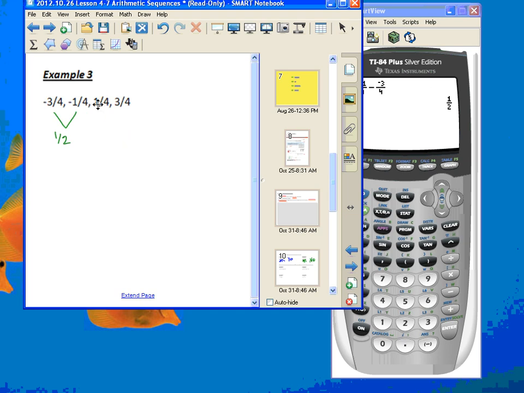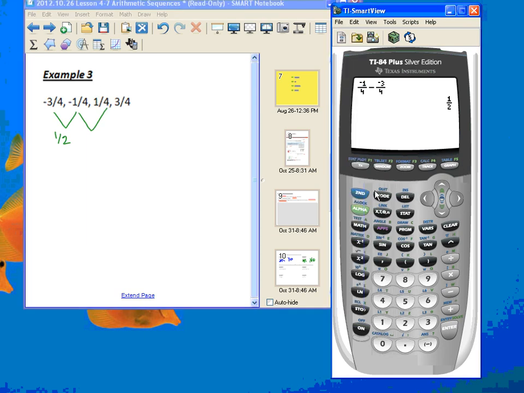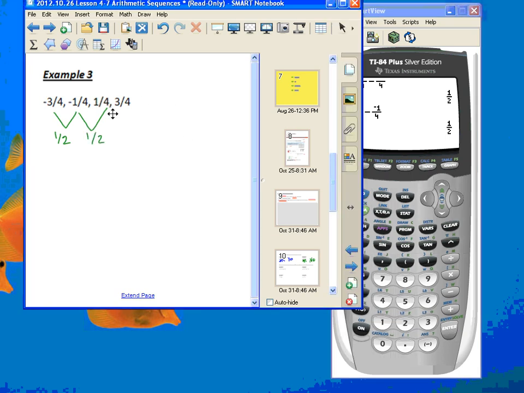Okay, then we want to know what the difference between -1/4 and 1/4 is. So we put the second term, which is 1/4. It's a negative. And then minus -1/4. So the change there is 1/2. And then from 1/4 to 3/4, what would that be? That would also be 1/2. So is this an arithmetic sequence?